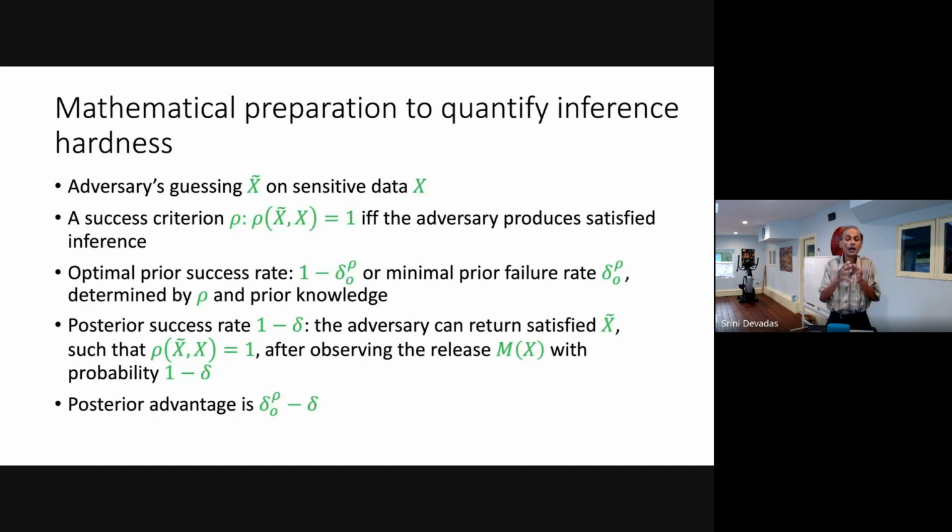So this delta 0 rho is going to be greater than delta because things obviously get better for the adversary in terms of the failure rate. It shrinks when the adversary sees M of x. Right, so you've got a positive quantity here because delta 0 is greater than delta. Okay, so not too complicated so far.